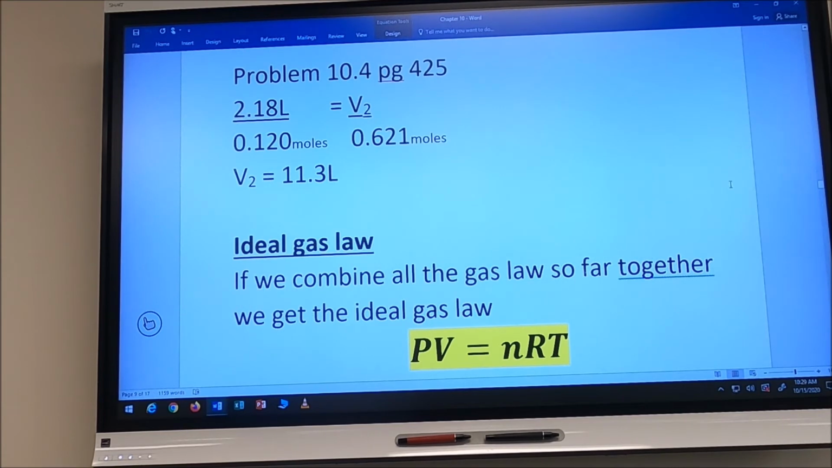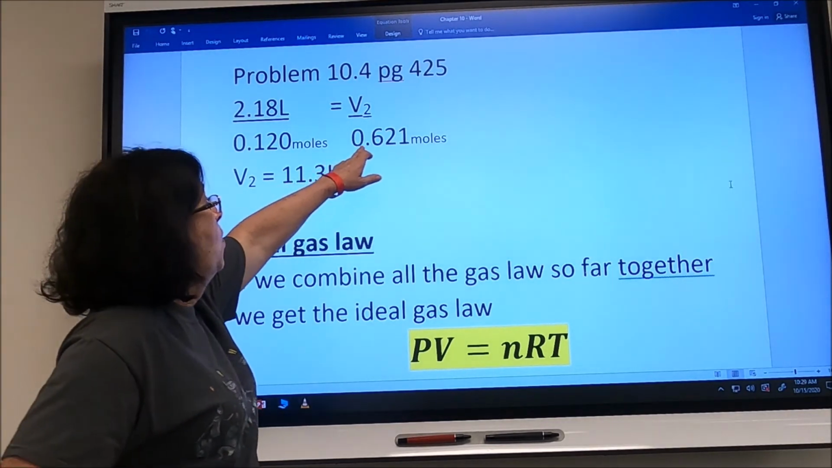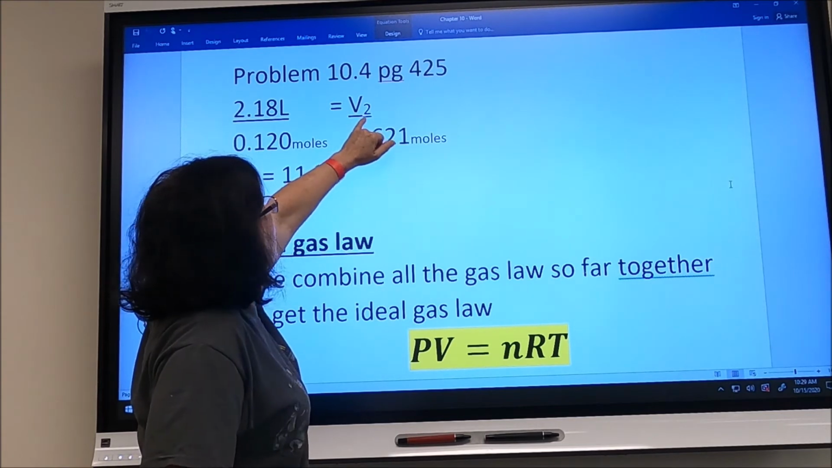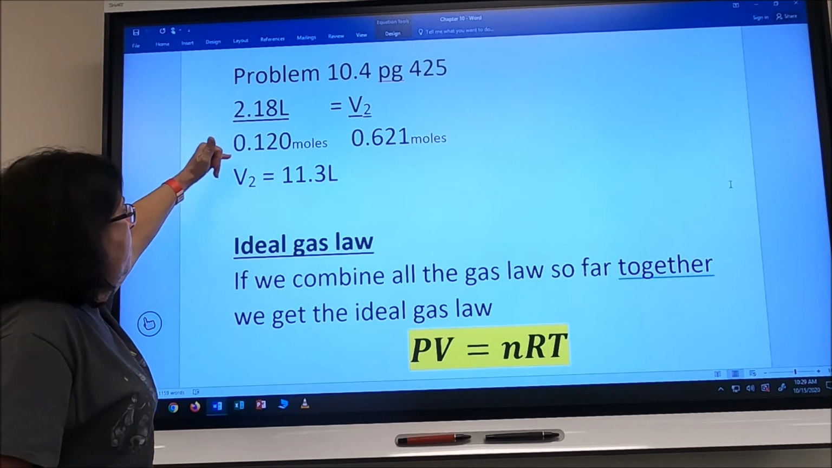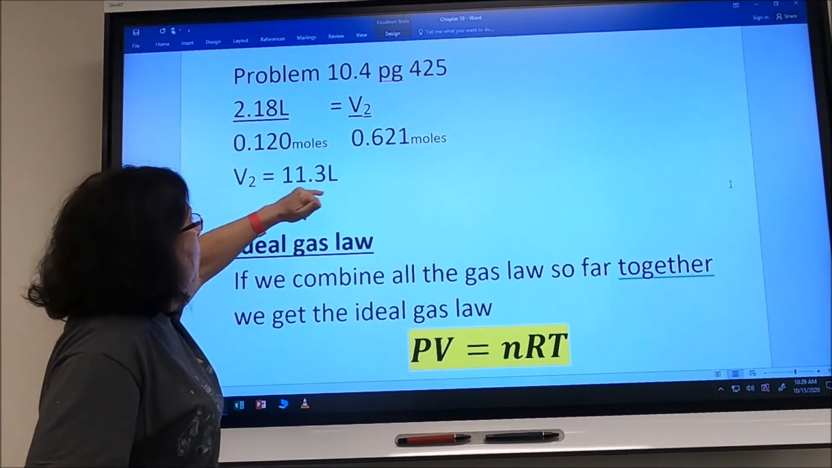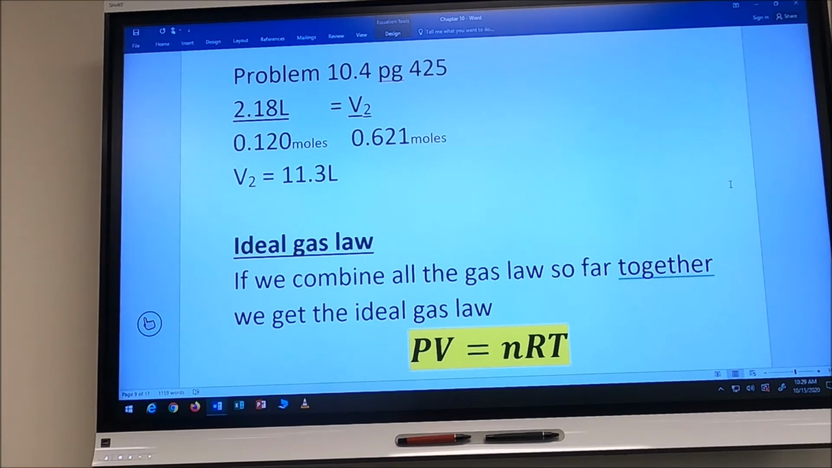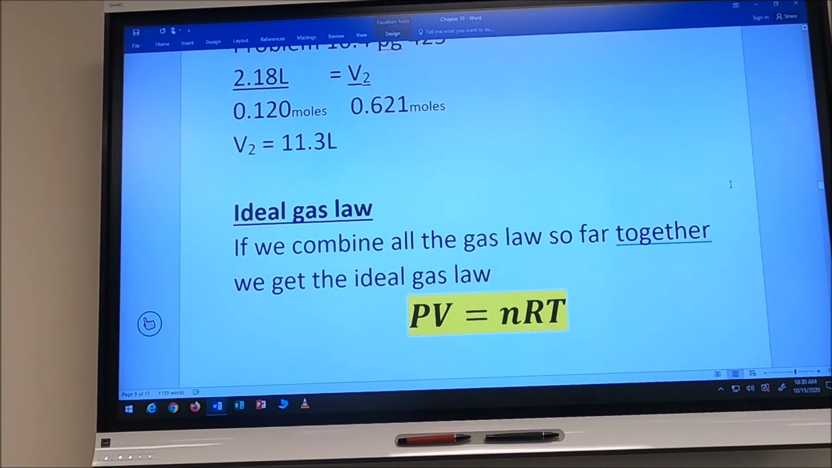Okay? So if I look at this, I started out with a volume of 2.18 liters, and we had 0.120 moles of gas to begin with. Now that reacts, so it's all gone, and I'm left with 0.621 moles after the reaction, so I want to solve for V2. So V1 over N1 equals V2 over N2. I solve for V2, I get 11.3 liters. These are plug and chug problems.